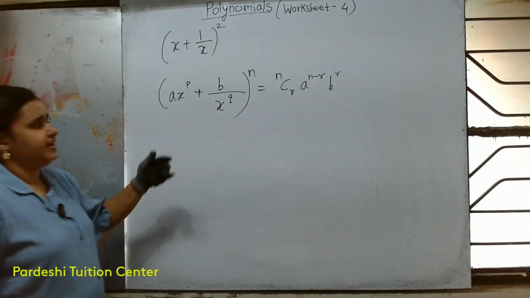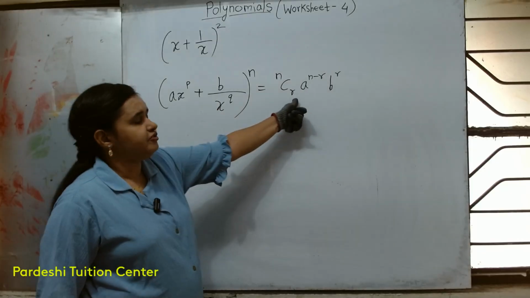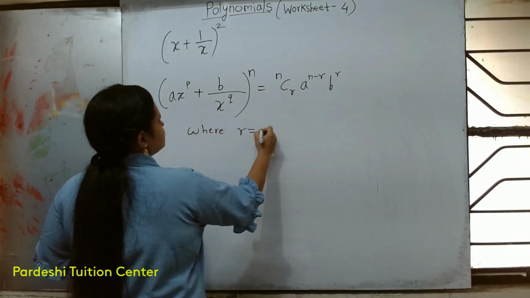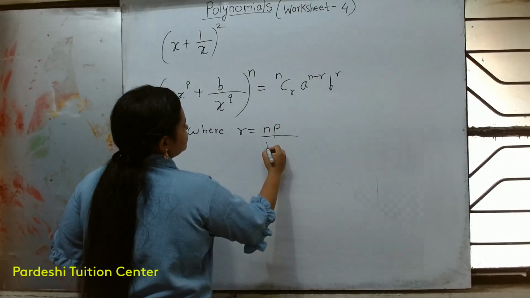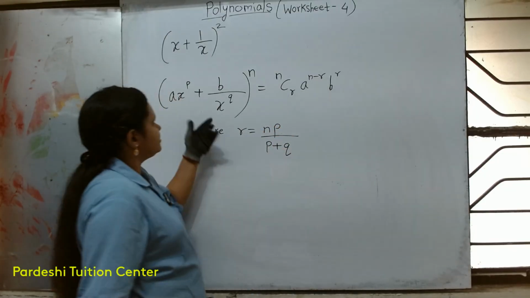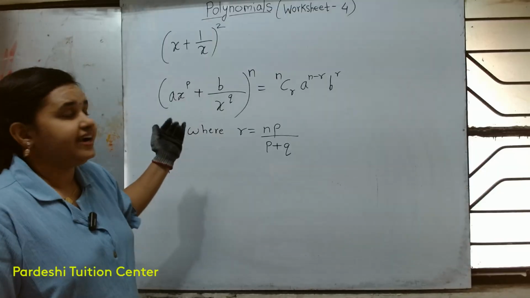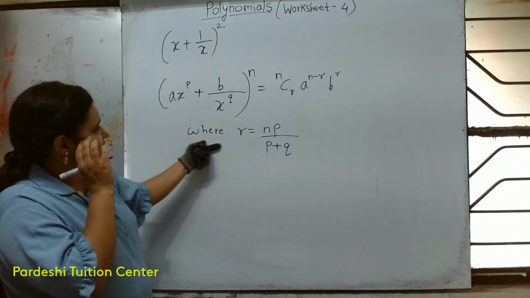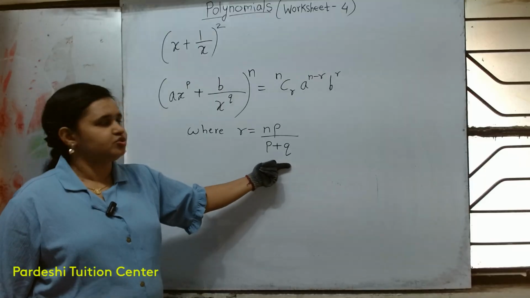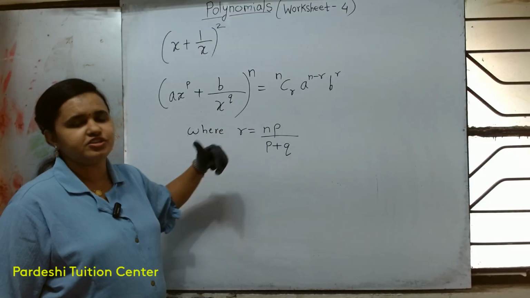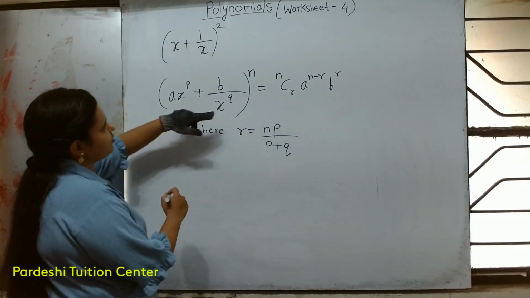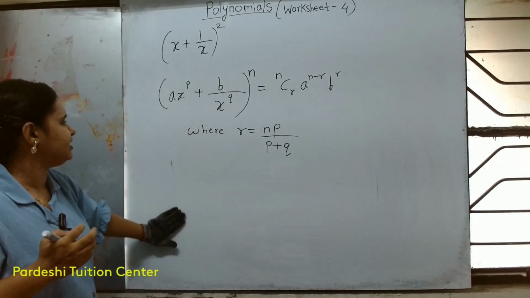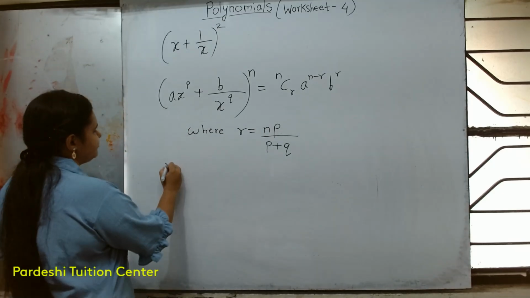Okay, where r we have to find first, where r is equal to np upon p plus q. Okay, so this is the formula for finding the term independent of x. Now where r is equal to np upon p plus q. So according to this formula also we will solve. So what is the formula? ax to the power p. First we have to calculate r. So we will calculate r first.